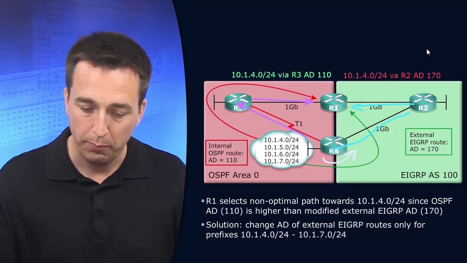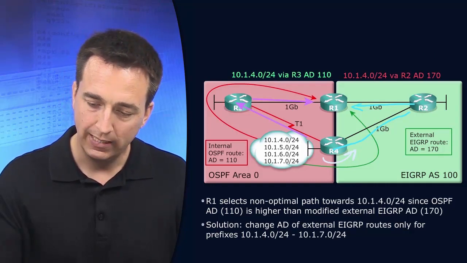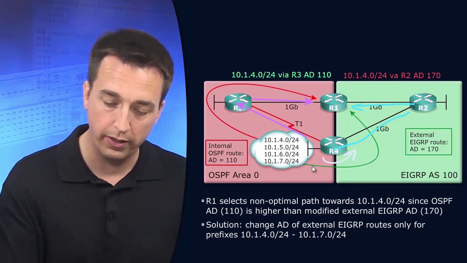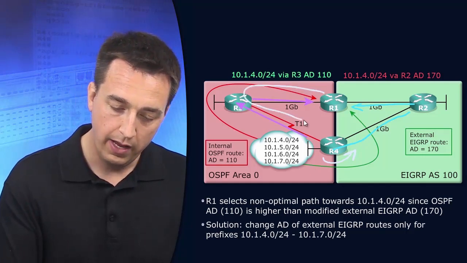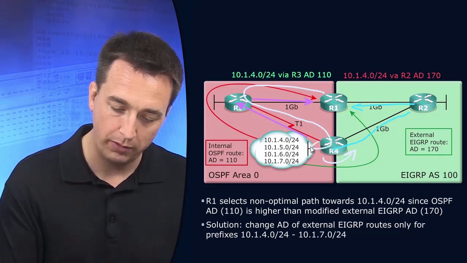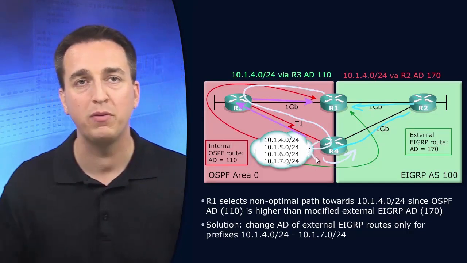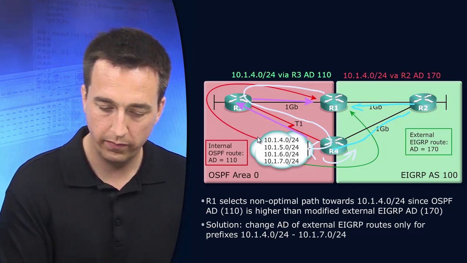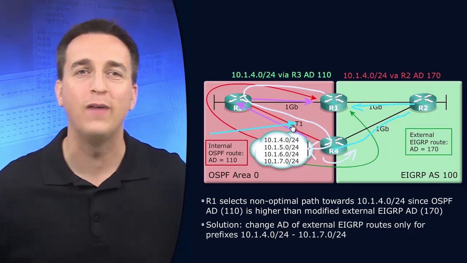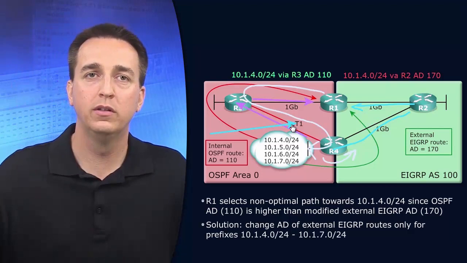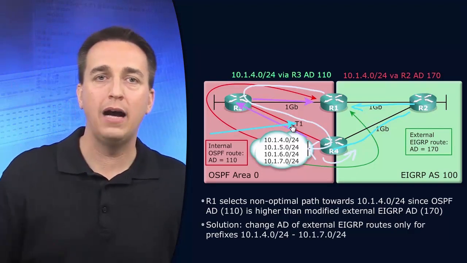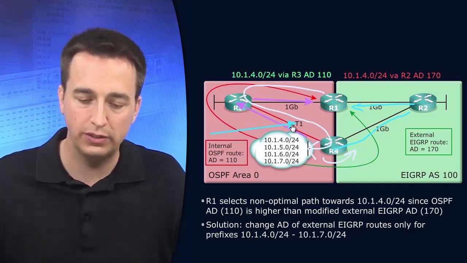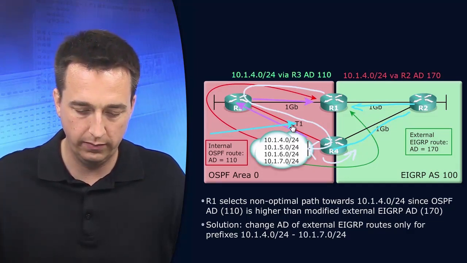So in this example now, R1, whenever it wants to reach the 10.1.4.0 network, sends traffic this way. Now, this is definitely suboptimal. And why is it suboptimal? It's suboptimal because of the T1 link. You see the T1 link? 1.544 megabits per second. Wow. Slow. That's right. So we have suboptimal path selection here simply because of the administrative distance.